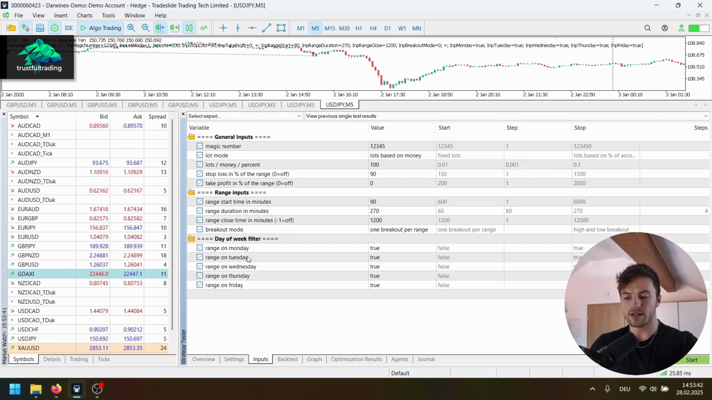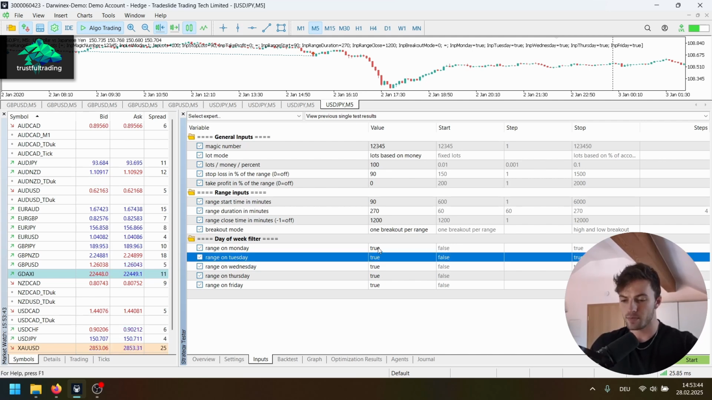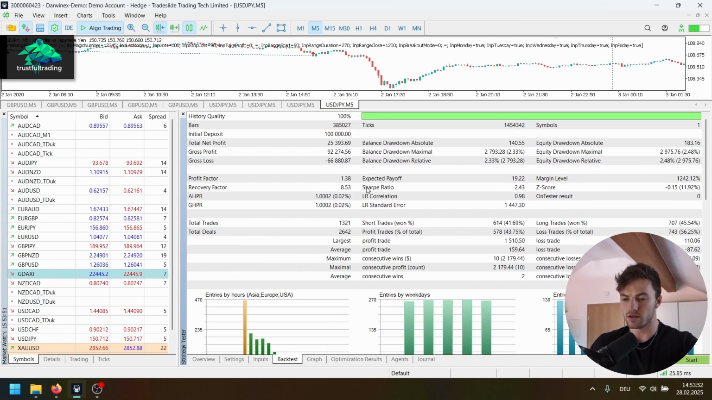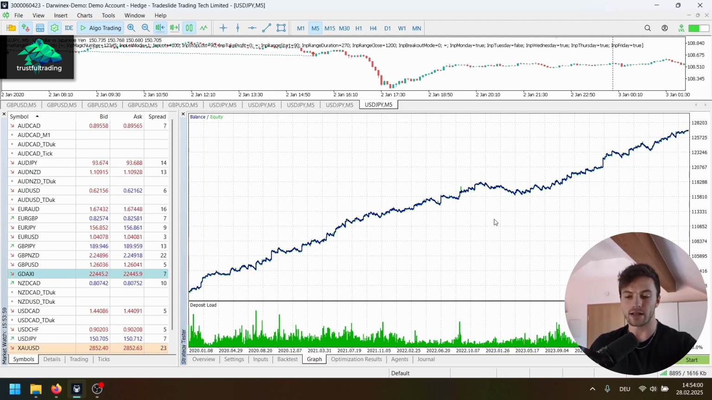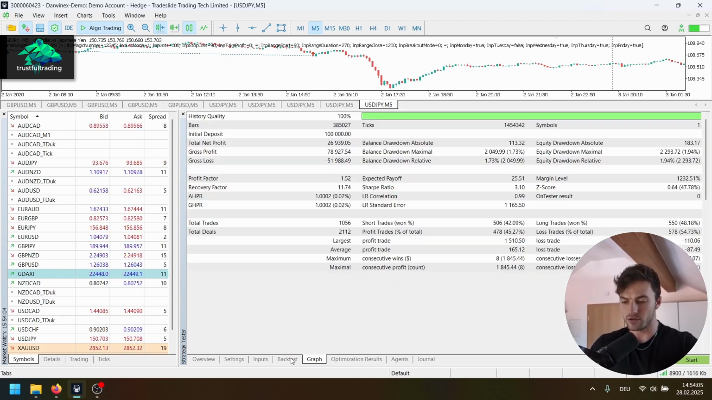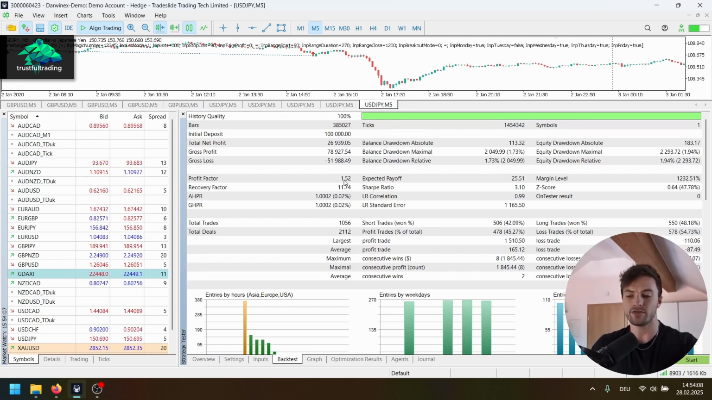So let's do this. We already have the day of week filter here in our EA. So let's set Tuesday here to false. Let's take a look again at the backtest report. So 1.38 is the profit factor with Tuesday, all weekdays. And if I test this again, it looks even better. Less of a drawdown here. And of course, the profit factor is now 1.52 with 1,000 trades. So that's what I consider a good strategy. 1,000 trades, 1.5 profit factor is pretty good.